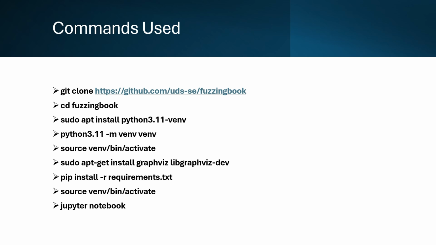And that's how you install and start using the Fuzzing book on Kali Linux. I've also provided all the commands in the video description below for easy access.